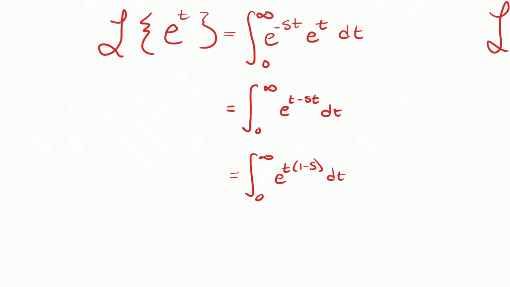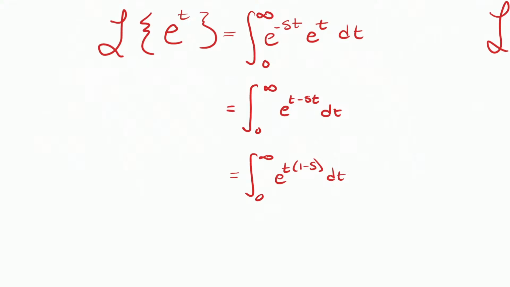So this is e to the t times a constant. I know there's an s there, but that's constant with respect to t. So e to the t times a constant, and I'm going to get this divided by the constant. Like if this was e to the 3t, the integral would be e to the 3t over 3. If it was e to the 6t, it would be e to the 6t over 6. So that's what I prefer to do.